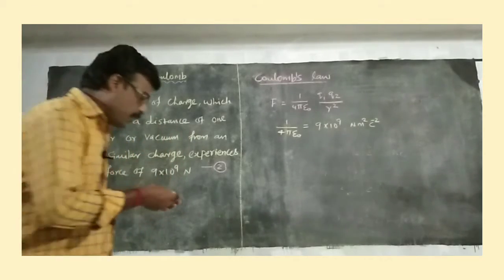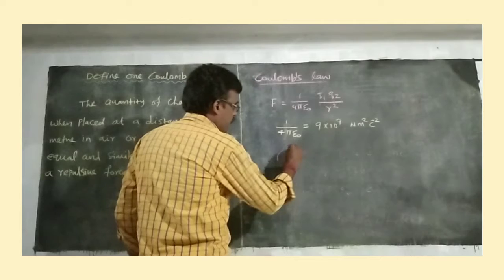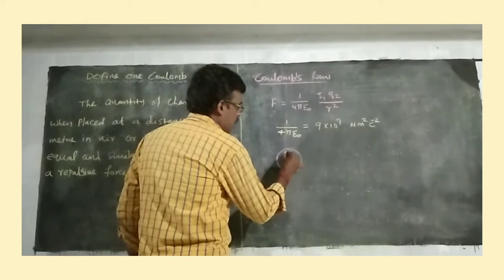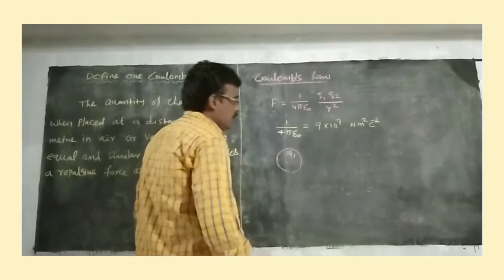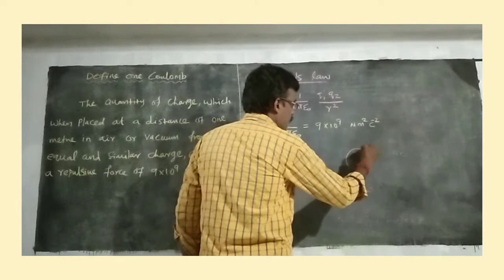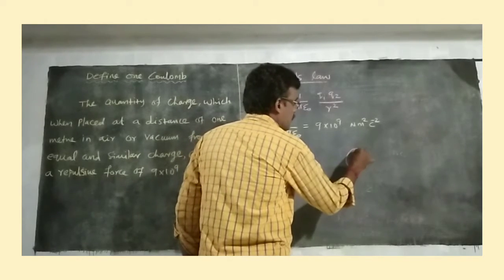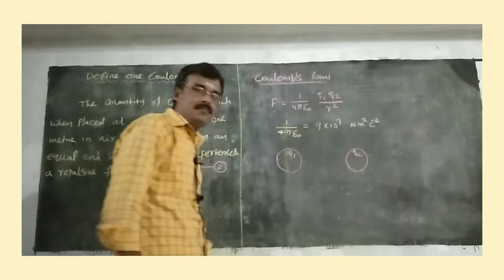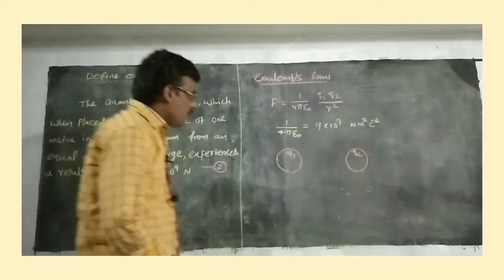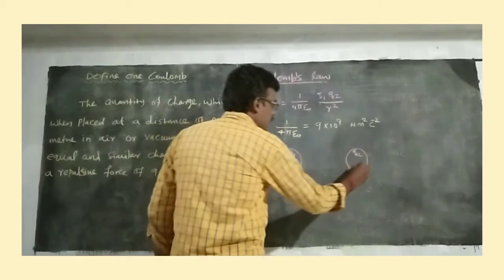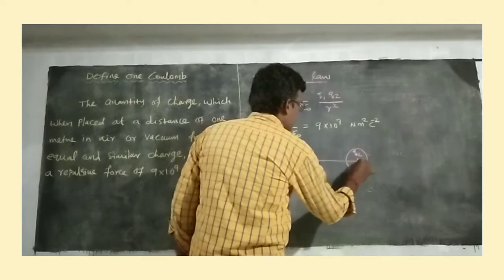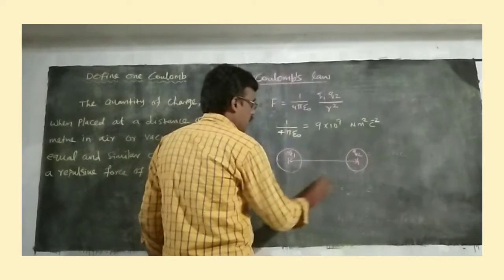For this we are going to take two charges. You can call this Q1. In the same way you take one more charge, this is Q2. There are two charges, both similar charges. Considering from the center, we take the distance between them as R.